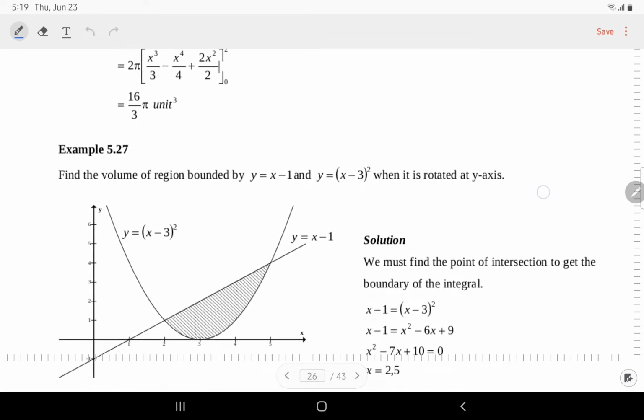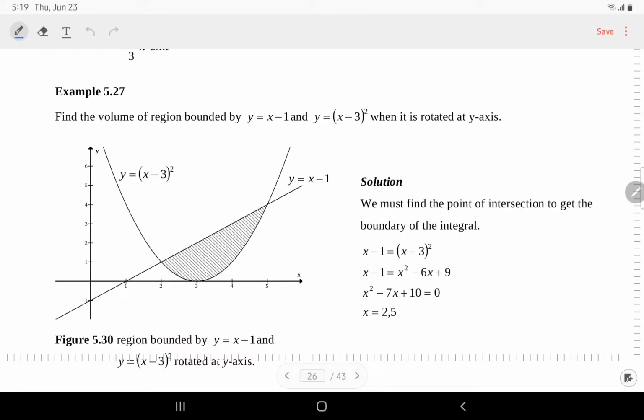Next example, example 5.27. Find the volume of the solid obtained by this function, y equals x minus 1. So y equals x minus 1, this is the straight line, this is its equation. And y equals x minus 3 square. This is the function y equals x minus 3 square.